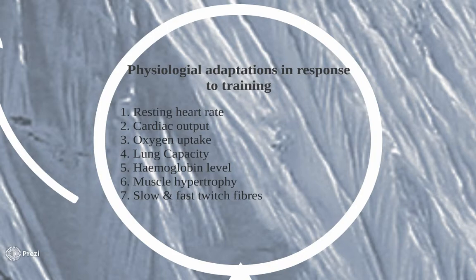The physiological adaptations in response to training include 7 key areas. They are the resting heart rate, cardiac output, oxygen uptake, lung capacity, hemoglobin level, muscle hypertrophy, and slow and fast twitch fibers.